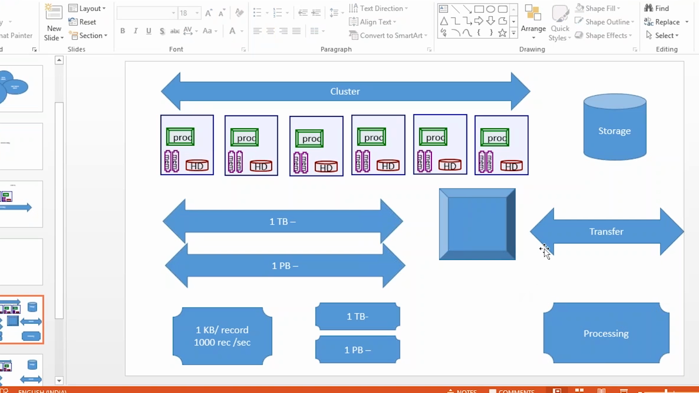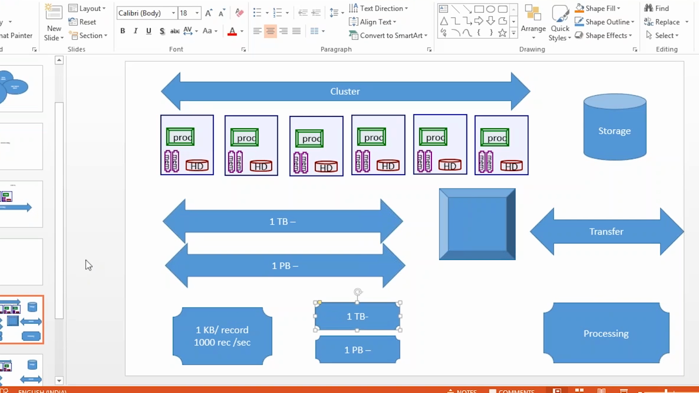I'll come to the transfer problem later. To solve the storage problem, I can use distributed storage. I can store a huge amount of information by distributing it across n number of machines, and the problem gets solved. Again, for processing, if each record is 1 KB and the processing capacity I have is 1000 records per second, do you know how much time it's going to take to process 1 terabyte of data?